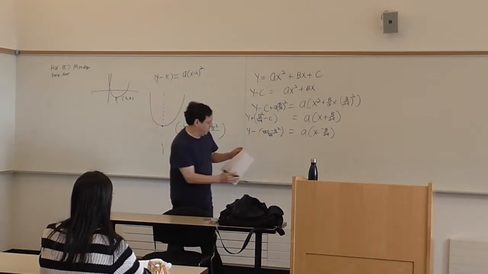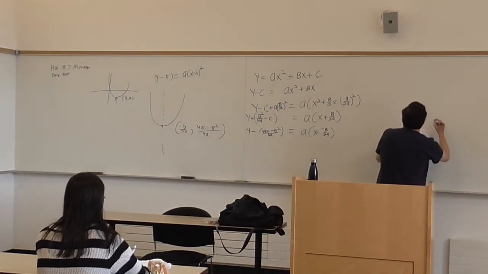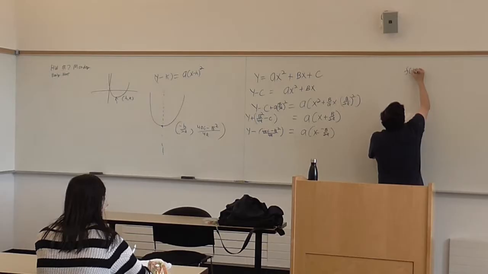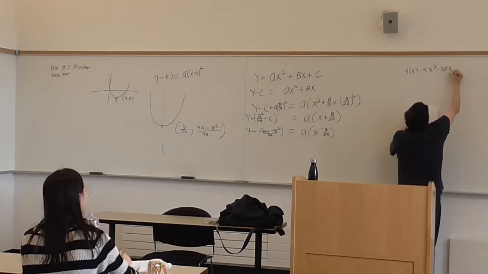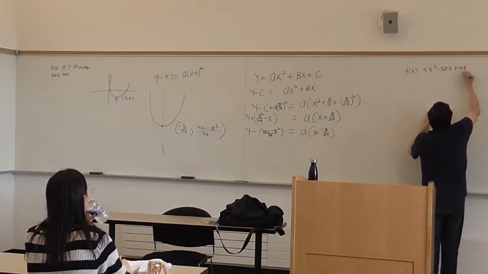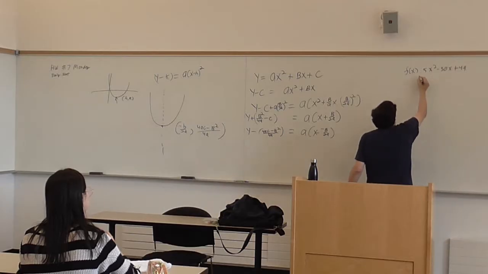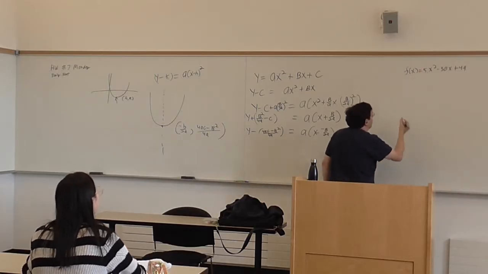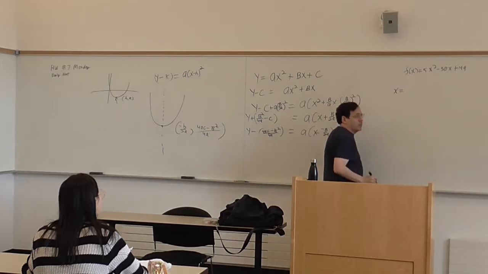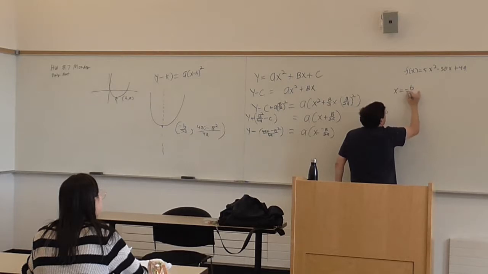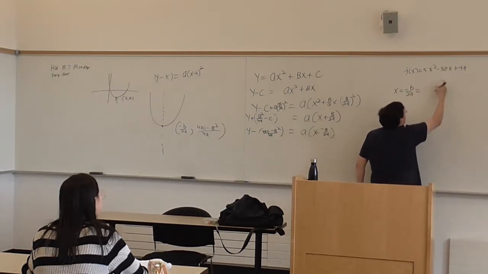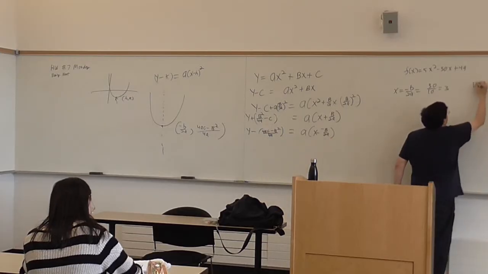So let's try an example. My function here I'm going to graph is 5x squared minus 30x plus 49. So first thing I want to know is the x value of the vertex. And I know that's negative b over 2a, so that's going to be 30 over 10, which is 3. Okay, so let me just write this.